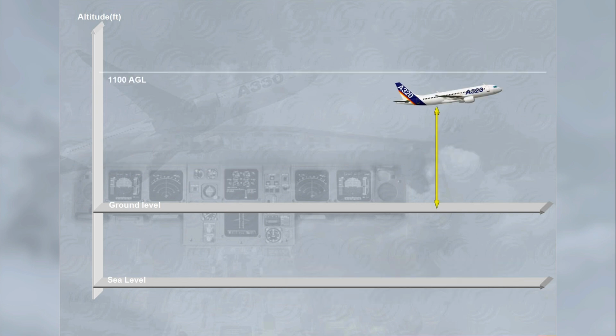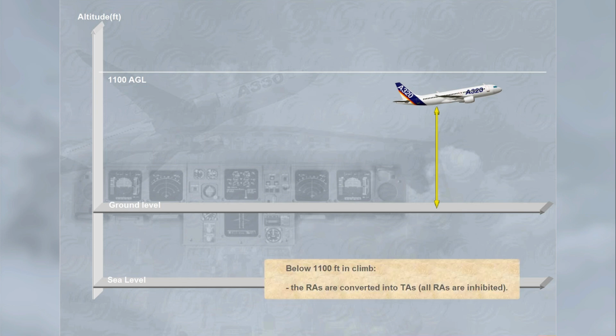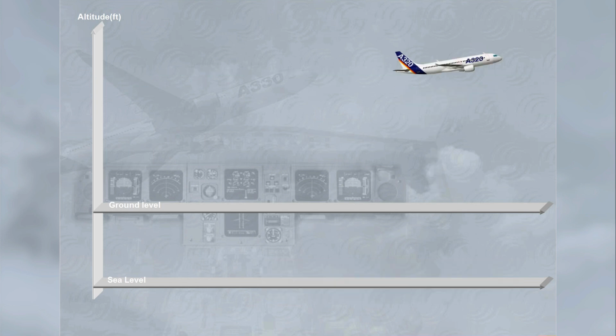Below 1,100 feet in climb, the resolution advisories are converted into traffic advisories. All resolution advisories are inhibited. Below 1,200 feet above ground level at takeoff, the descend resolution advisory is inhibited.